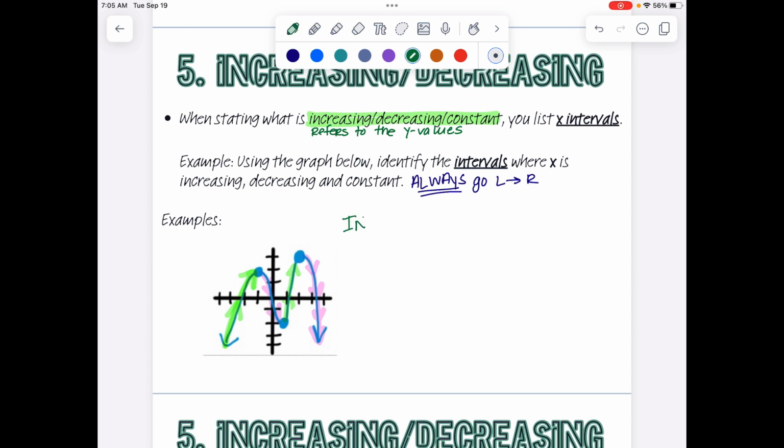Okay, so let's discuss. For my increasing intervals, I am looking at this part of my graph, the part that goes up. But what I want you to focus on is this part of the x-axis, up to this point right here. I'm going to put a little rounded bracket there. This is all x values where my graph increases. And then from this point here to this part here, I have more of an increase in x values.